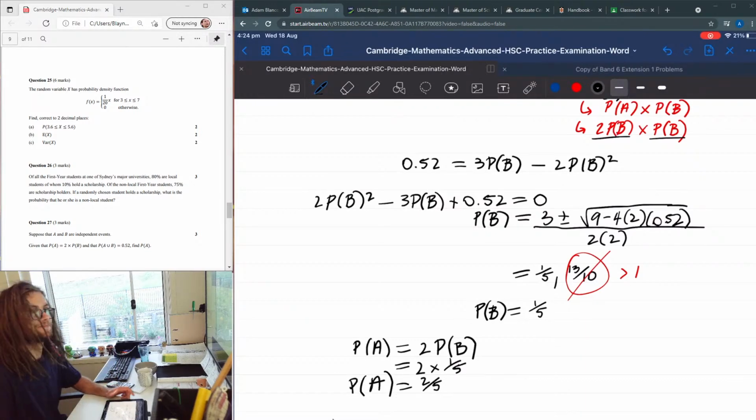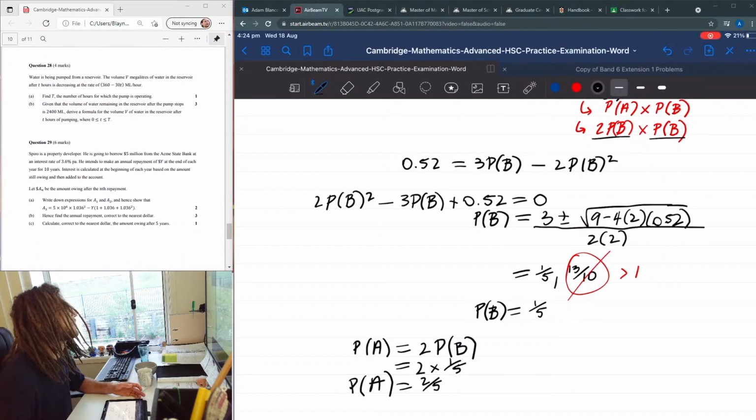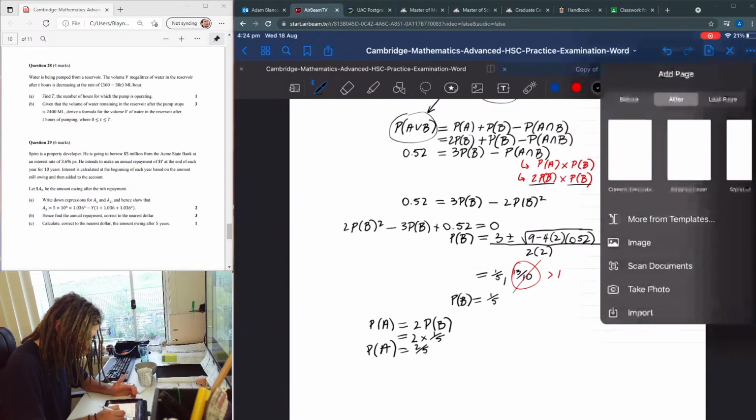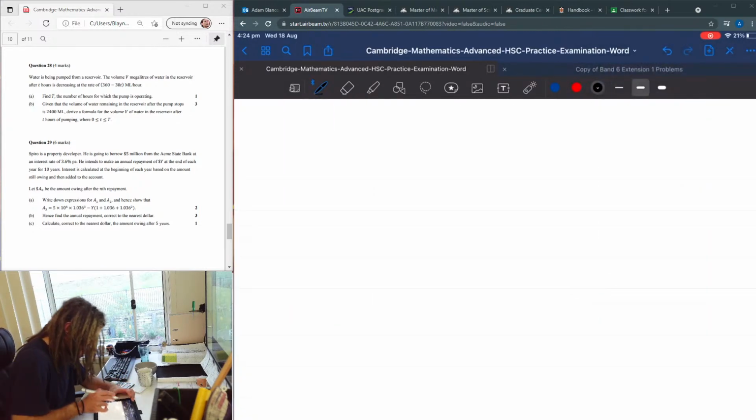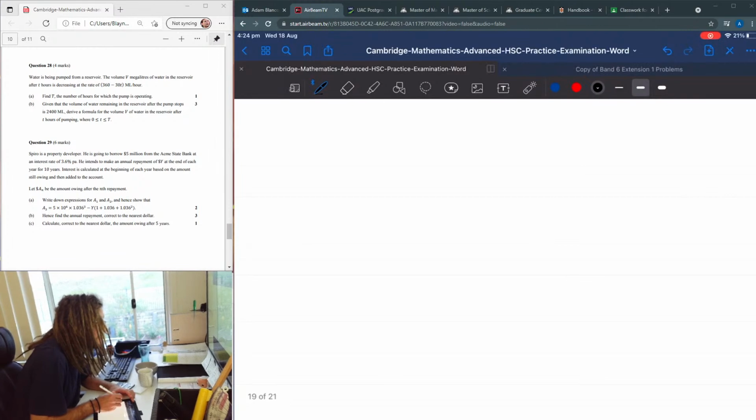Wow, that's a long question. Look, these are fun ones. Okay, 28. Water is being pumped from a new page, to that monster question. So 28.